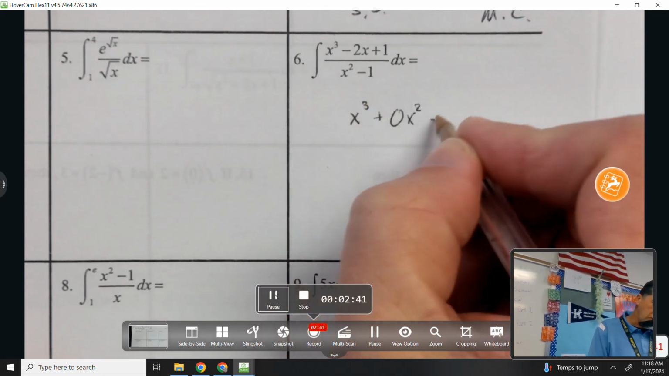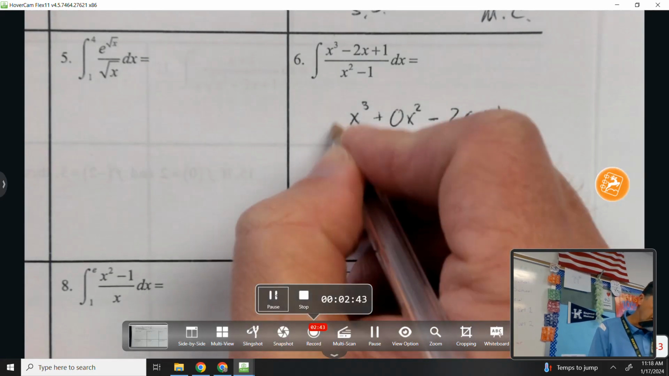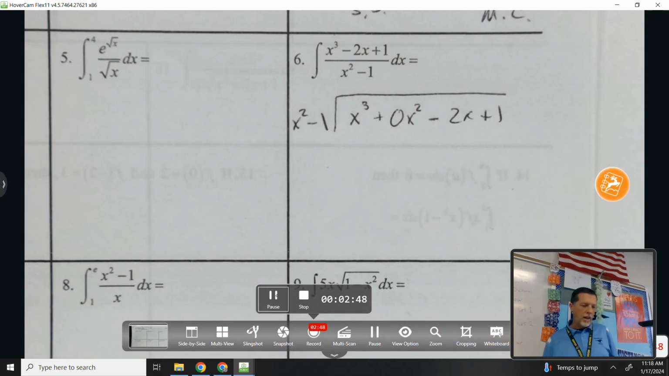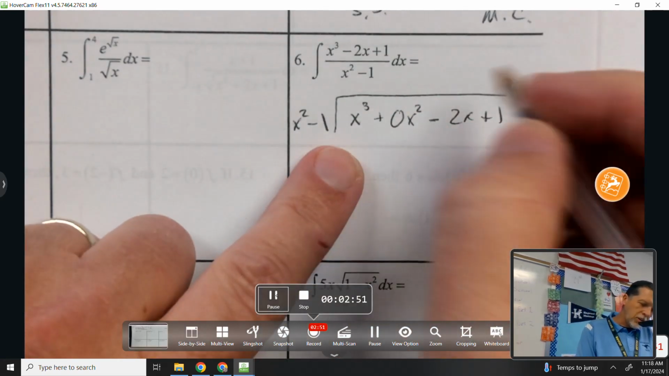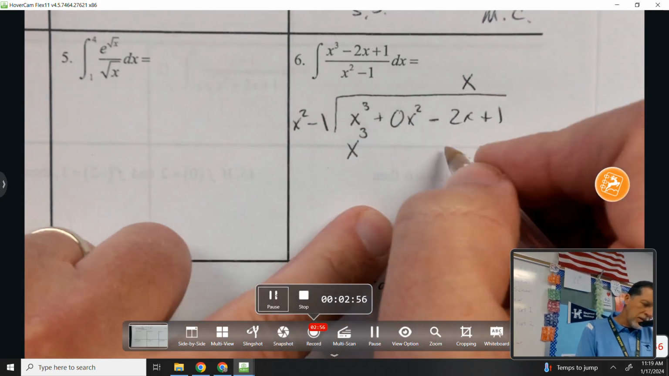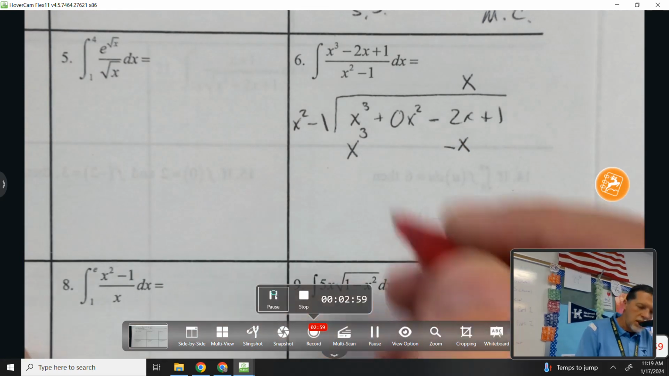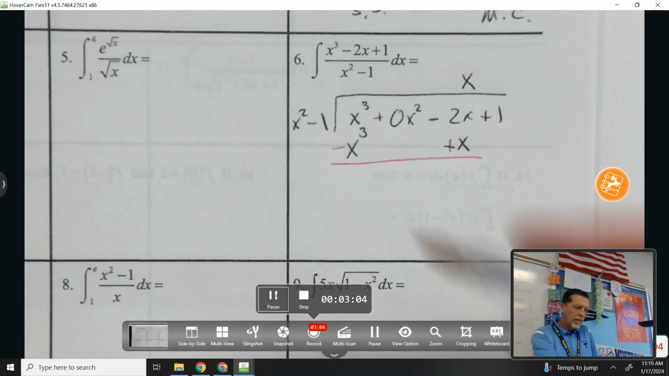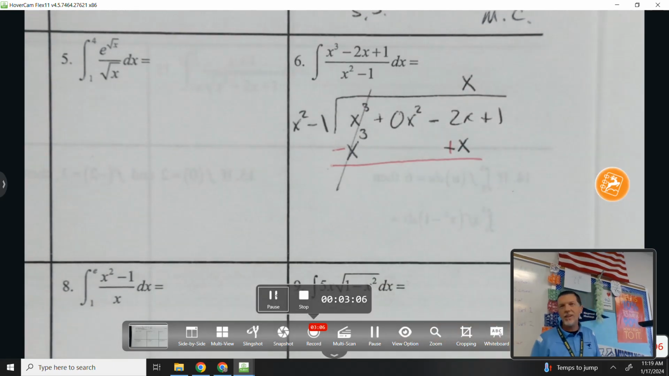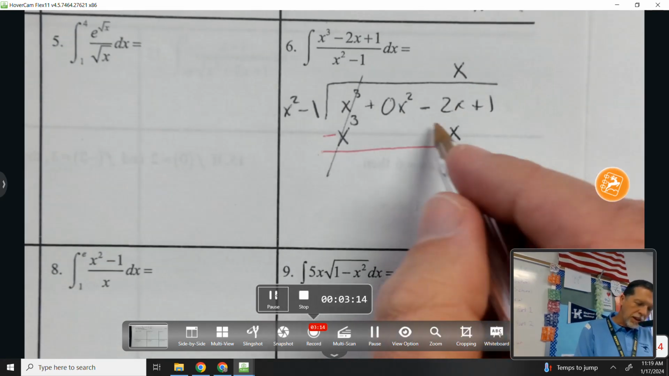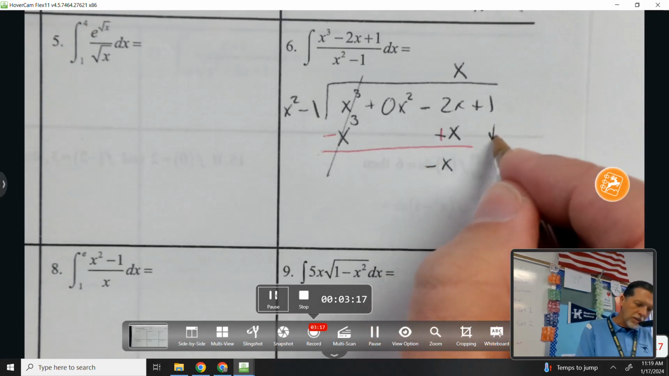We're missing an x squared term, so don't forget to throw that in there. Okay, so something times x squared gives me x cubed. That would be x. Multiply it back: x cubed minus x. But then we subtract those, so change their signs. The lead term should always cancel out, right? That's why you picked x to multiply, to make that happen. 0 goes away. Negative 2x plus x is negative x, and bring down the 1.